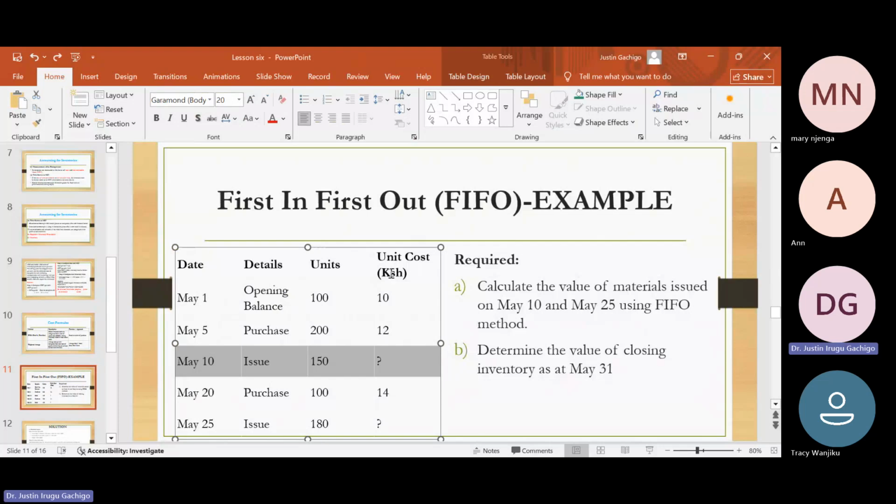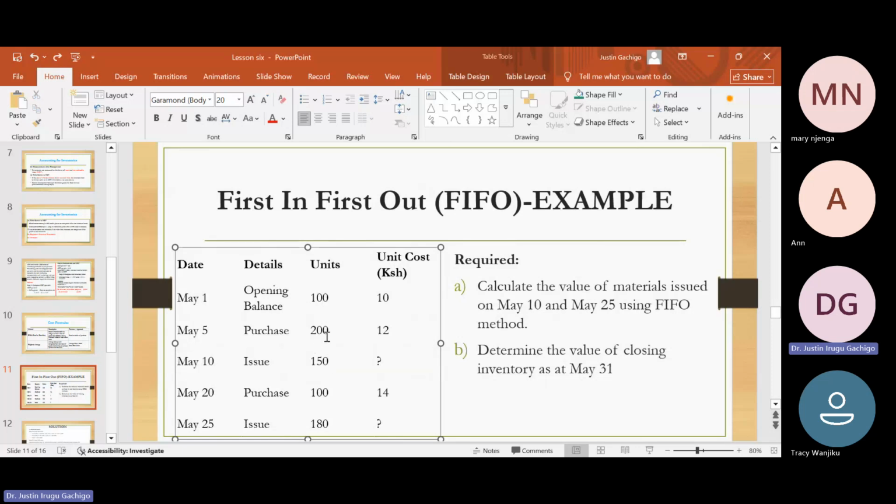Can someone open the mic and tell me what will be the value of this from just simple illustration? The first 100 at 10 shillings, then the rest are the 50 at 12 shillings. Yeah, the deficit will be 50. Is that true? Because it's a 100 minus 1, so the first, yeah.